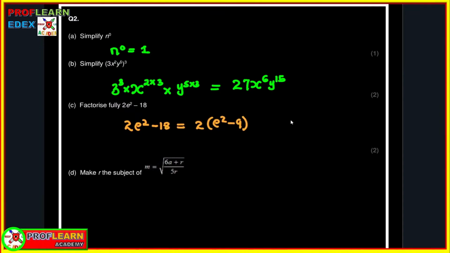And this can be factorized because this is a difference of two squares. You need to remember that. So this is going to reduce to e minus 3 and e plus 3, and that is our final answer. That was expected. Do practice on making the subject of the formula.